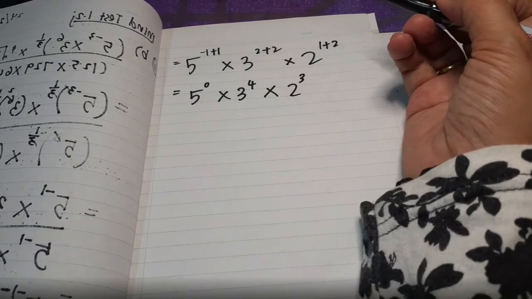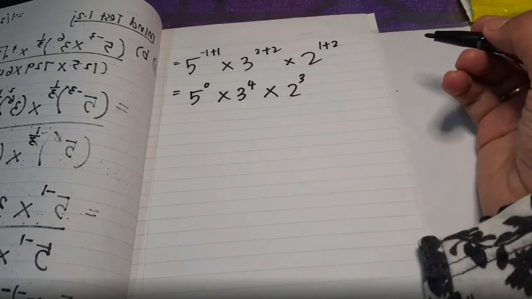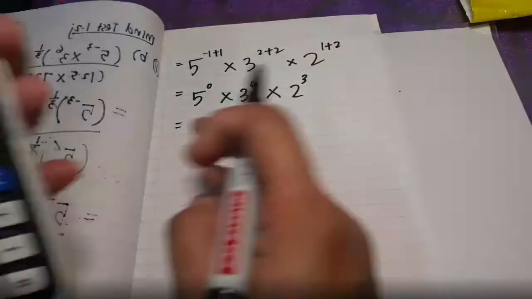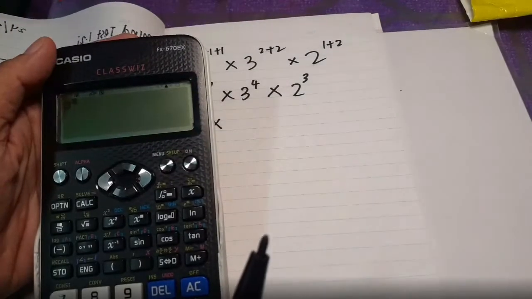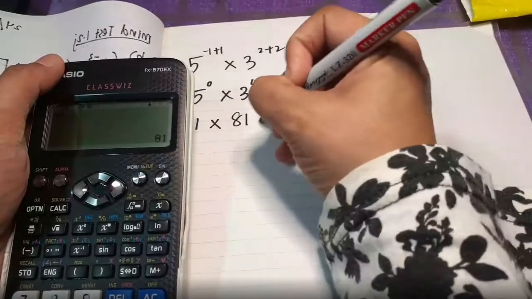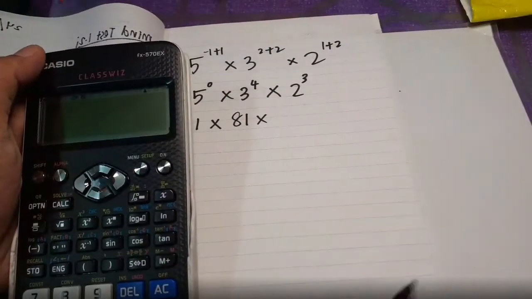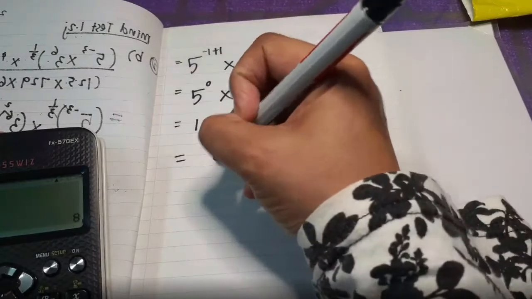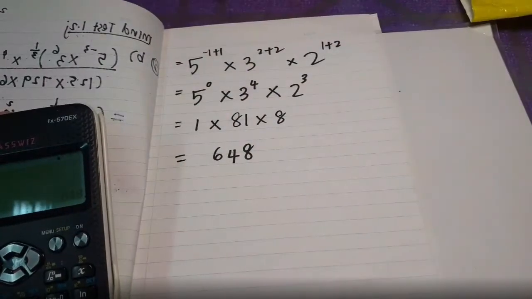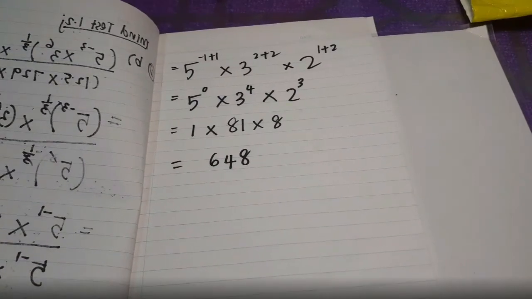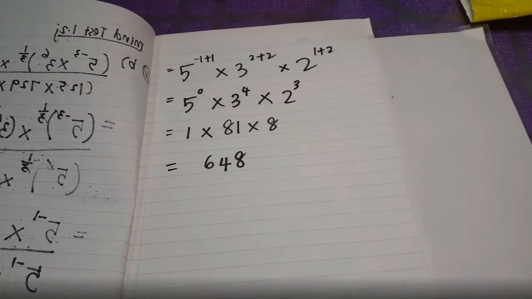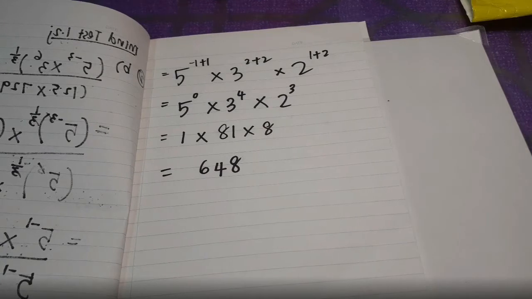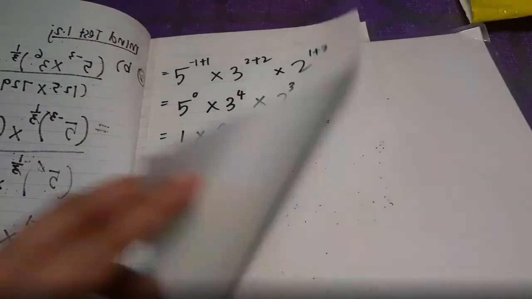Okay, the question asks you to calculate the value. Calculate the value means you need to find the final answer. This is 1 multiply 3 power of 4. You can use your calculator. 3 power of 4 is 81. Multiply 2 power of 3. 2 power of 3 is 8. So you solve 81 multiply 8. So 648. You get the final answer. Okay, understand class? For the first question, 2B. Understand? Okay, good. Next. Thank you, Aditya, for response.